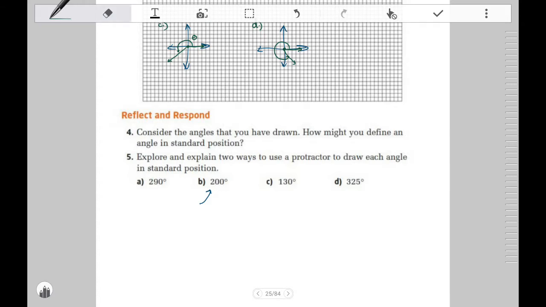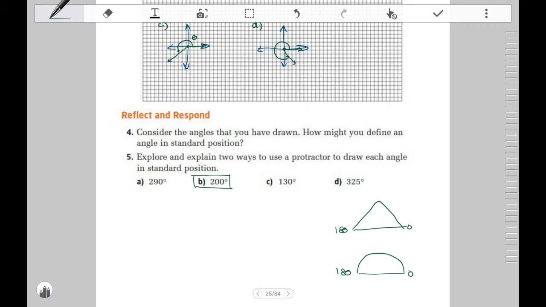Part 5, or question 5, we need to describe how we could draw these angles. Usually when we have a protractor, it only goes up to 180 degrees. So we're thinking of our protractor that looks like this, from 0 to 180, or maybe we have the semicircle kind from 0 to 180. Regardless, that makes it harder to make an angle of 290, for example. I'll focus on B, because I think that example might make the most sense.